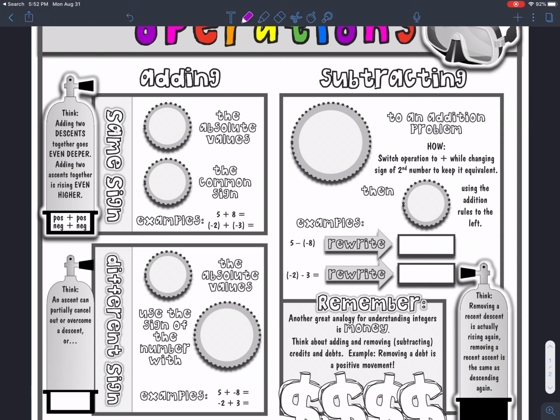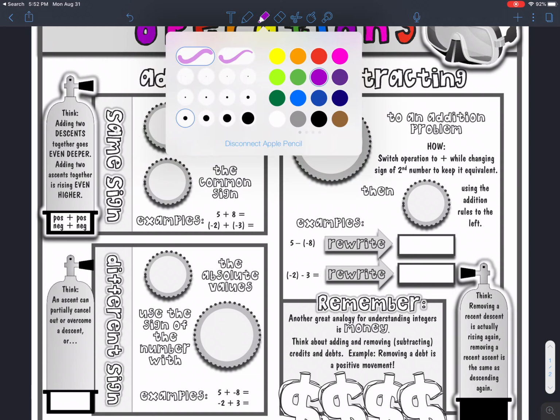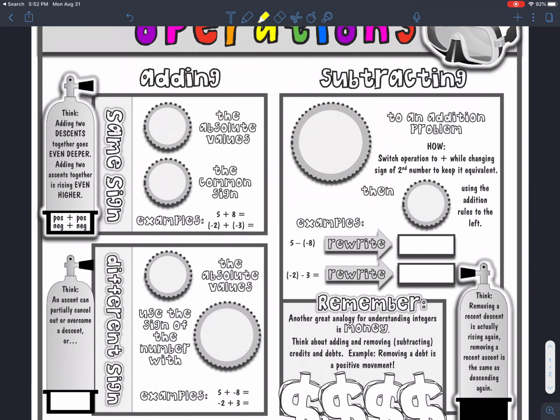And there's only really 2 situations with adding integers. So if you look here, and I'm just going to highlight, you don't have to do this part. I'm just showing you what I'm talking about. If you see 5 and 8, what we notice about them is that they're both positive. And if we look at negative 2 and negative 3, we notice those are both negative. So we have a situation where both are positive or both are negative. This is what we call same sign.